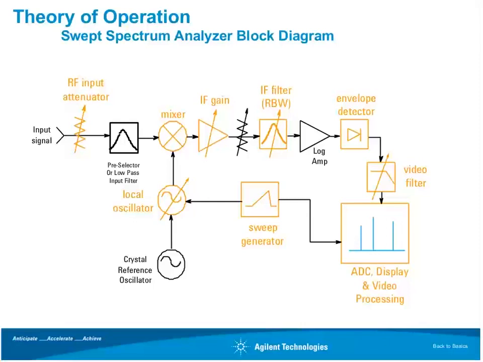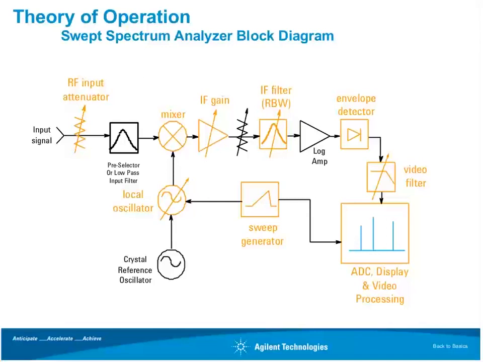Now, it's a basic superheterodyne architecture, so we have a local oscillator here that mixes with the incoming signal in the mixer to produce an IF signal. And once we're in the IF, we'll have some combination of gain and attenuation to give us level control within the IF. And then we hit a very important part of the instrument, which is the IF filter, also called the resolution bandwidth filter. And again, this gives us the ability to resolve the signal as appropriate for the signal we're looking at.